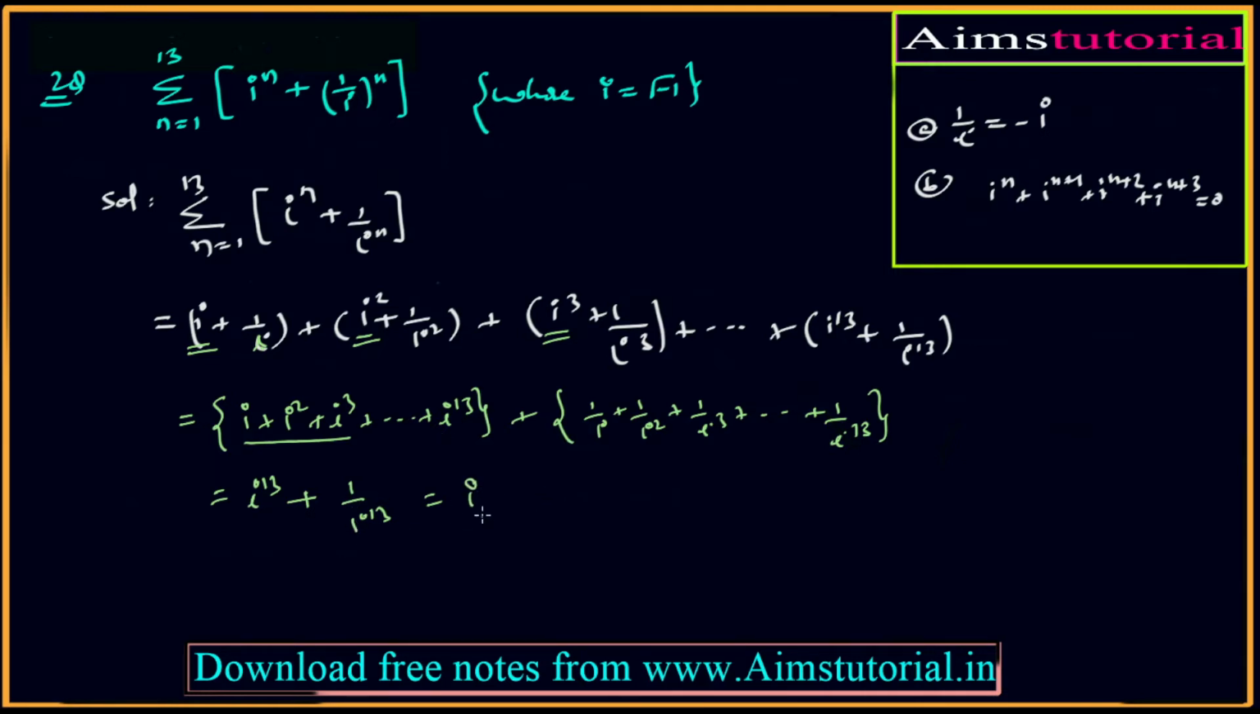And I to the power of 1 by 13 becomes 1 by I. Since 13 we can write I to the power of 4 times 3 plus 1. So multiples of 4 give 1, so only I power 1 remains. So I only. And what about 1 by I? 1 by I is minus I, therefore I minus I is 0. Therefore summation n equals 1 to 13 of I^n plus 1 by I whole power n equals 0. Our answer is 0.